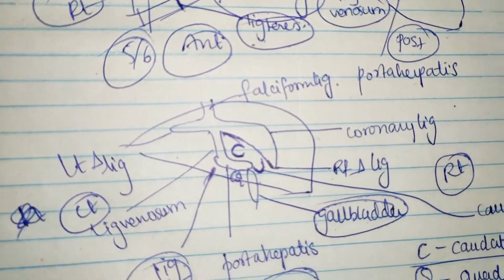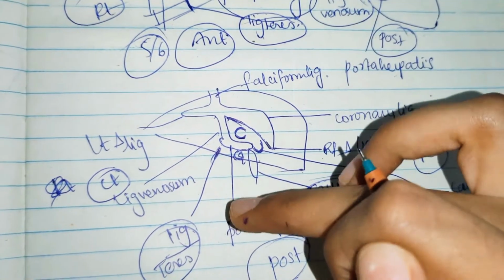Now let us discuss the quadrate lobe. I hope you understood the caudate lobe. Now Q, the quadrate lobe.